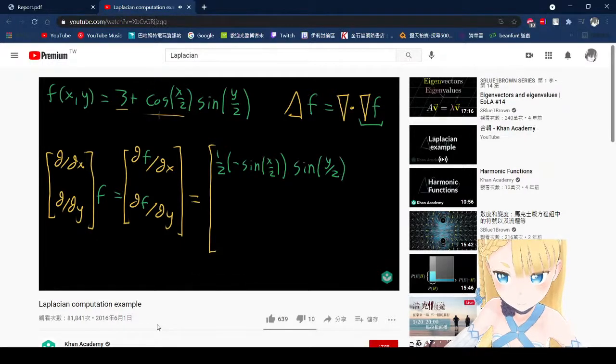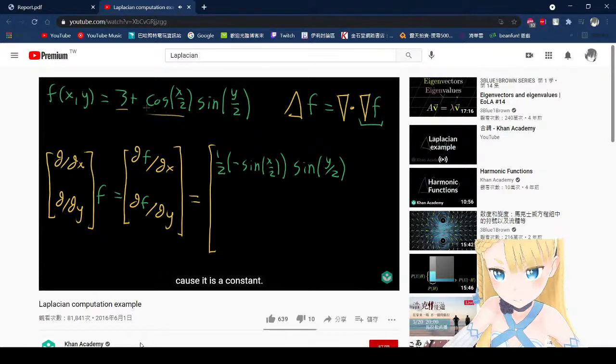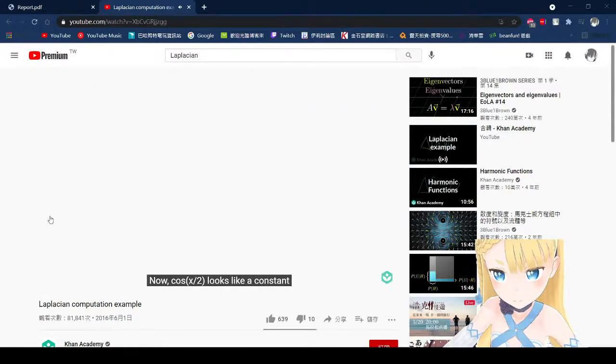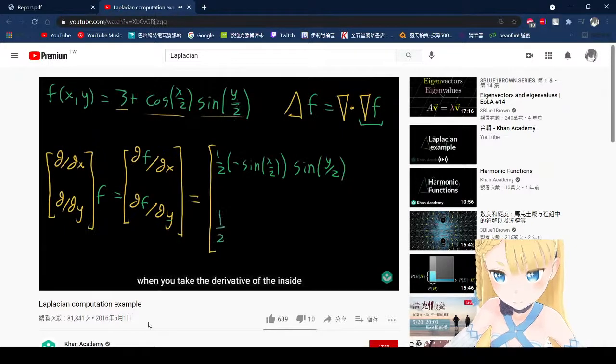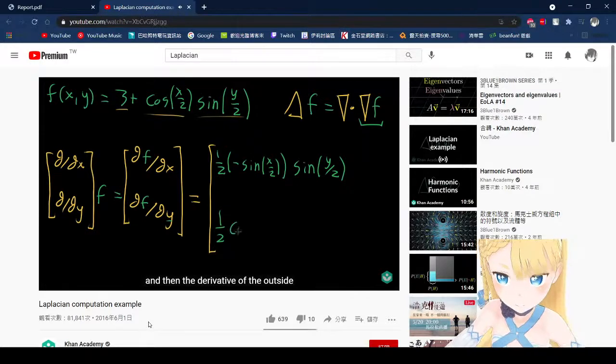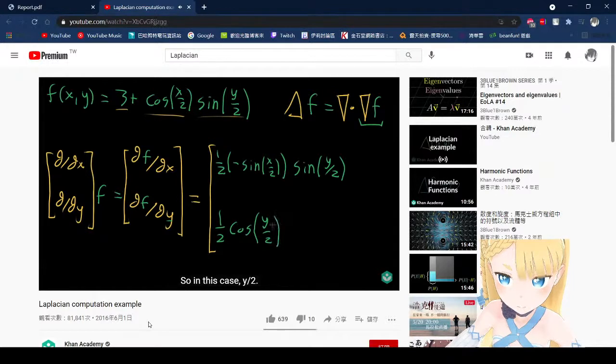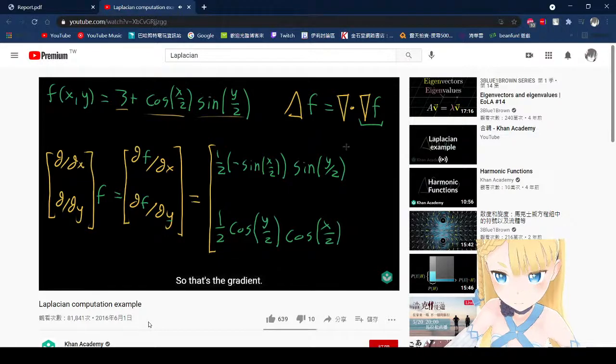And then for the second component, the partial derivative of f with respect to y, 3 still looks like a constant because it is a constant. Now cosine of x over 2 looks like a constant because as far as y is concerned, x is a constant. But then the sine of y has a derivative of cosine, and we also take out that 1/2 when we take the derivative of the inside, and then the derivative of the outside is cosine of whatever was in there. So in this case, y over 2. And we're multiplying it by that original constant, cosine of x over 2. So still we have our cosine of x over 2, since it was a constant times a certain variable thing. So that's the gradient.